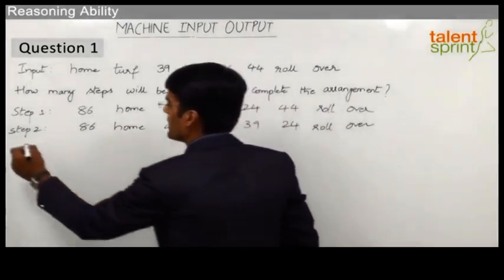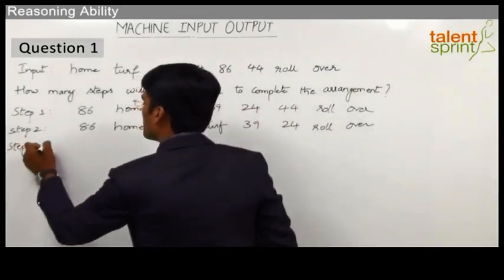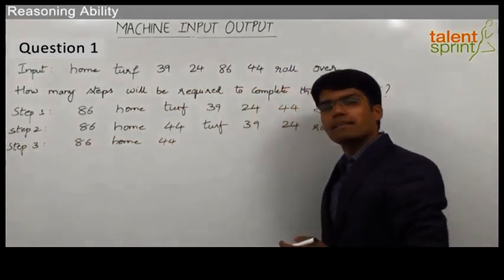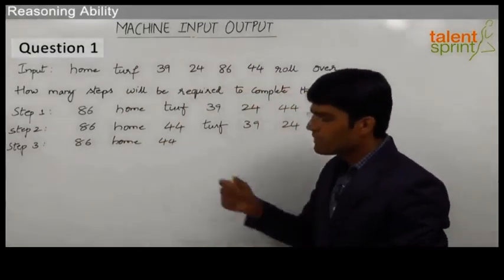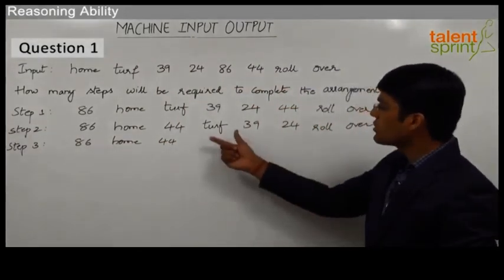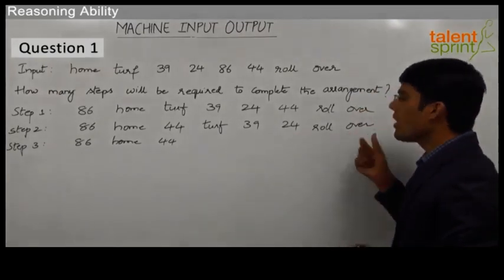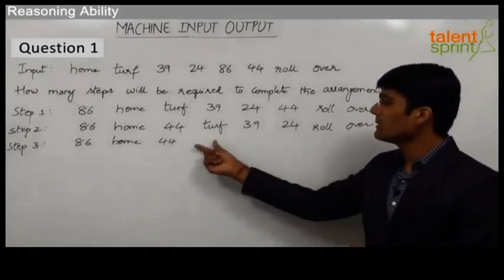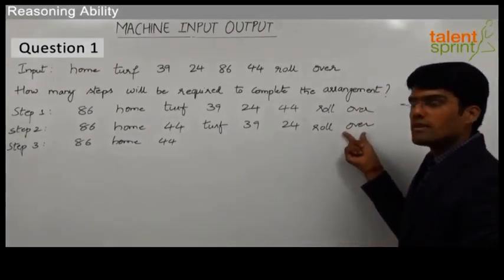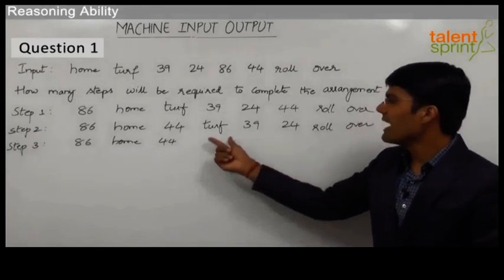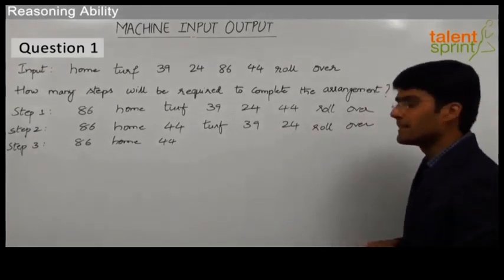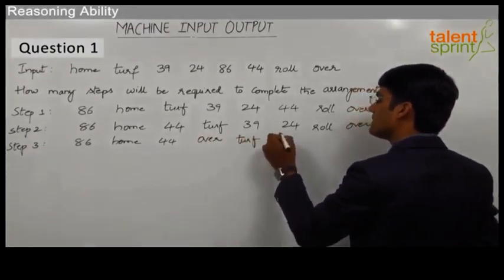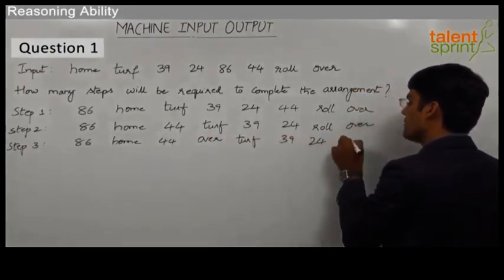Moving on to step 3, we know that already the first 3 elements, 86, home and 44, are at their correct positions. After 44 we need a word, and that word should be one among turf, roll or over. And going by the alphabetical order, the word which will come in the 4th place will be over. So let us bring over to the 4th position and let us just move the remaining things aside. So over takes the 4th place, followed by turf, 39, 24 and roll.